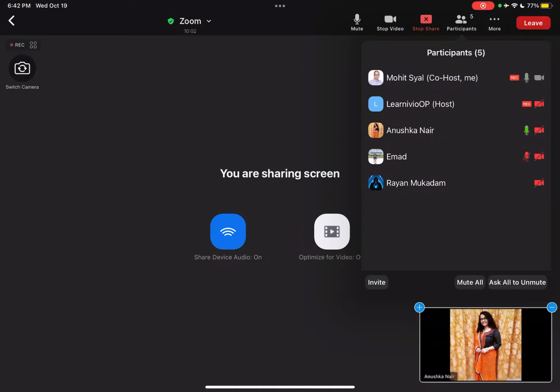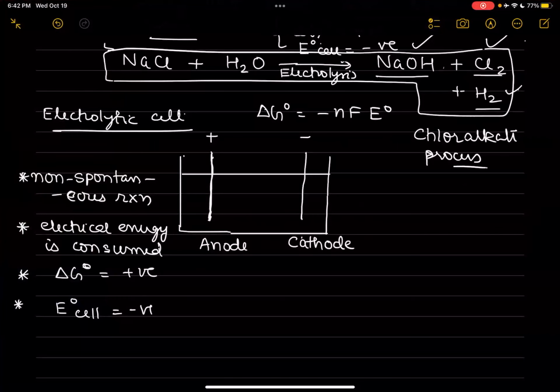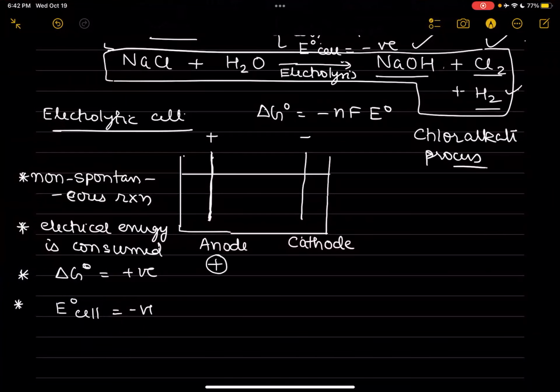So here everything else is the same. At the anode oxidation occurs, at the cathode reduction occurs. At the anode loss of electrons occurs, at the cathode gain of electrons occurs. But the only difference is the charges of the anode and cathode. In this, the anode is positively charged and the cathode is negatively charged. So that's the only difference.